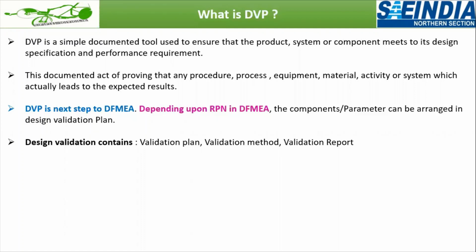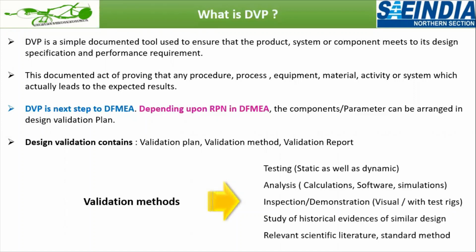Design validation contains validation plan, validation method, and validation report. What is a validation method? The process to confirm that any procedure employed for a specific test is suitable for its intended use or not. Validation report: the result from the validation report can be used to judge the quality, reliability, and consistency of the particular component or system.